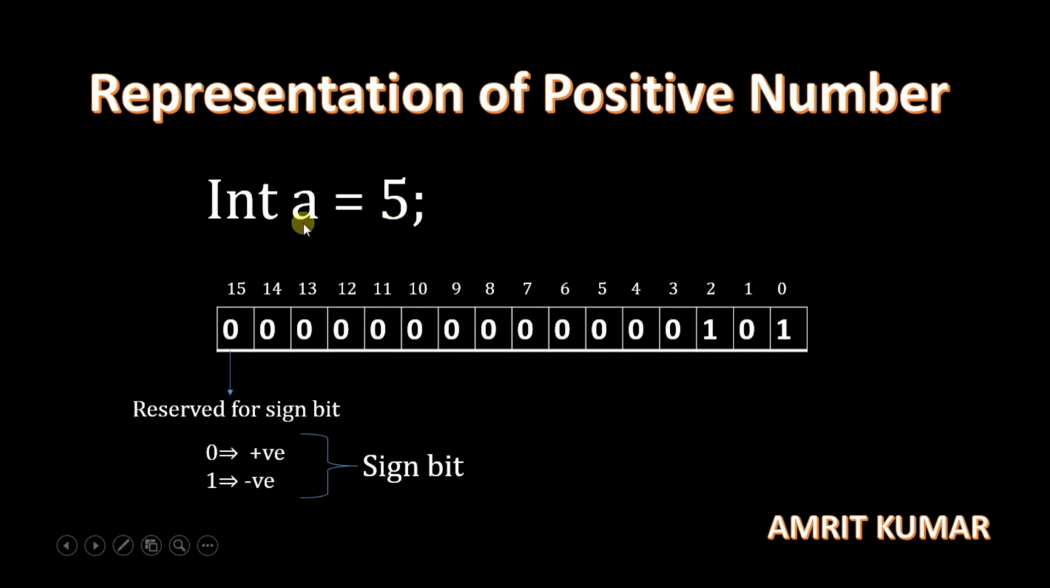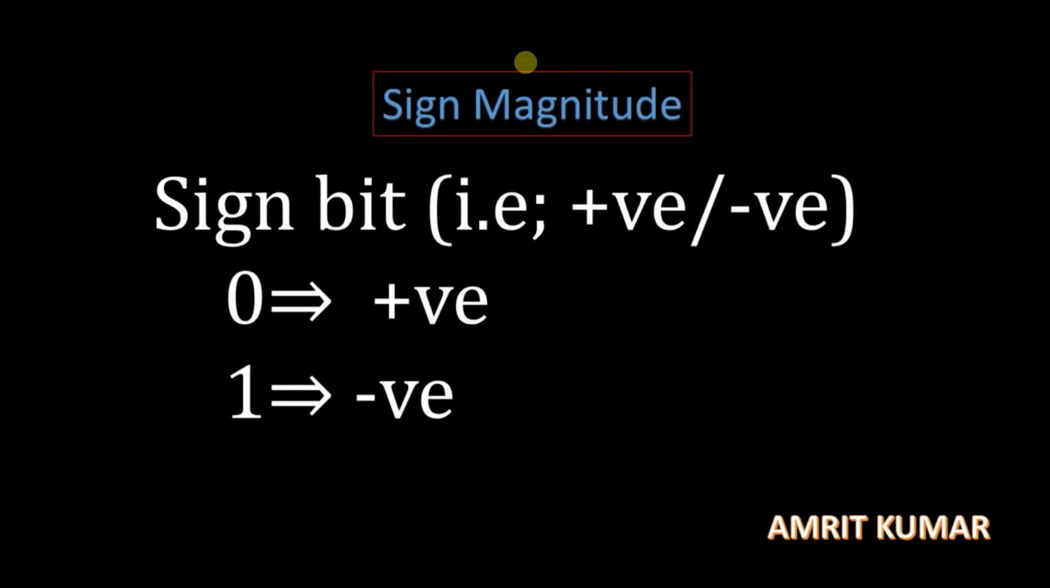So actually, how can we represent this value as a positive number? Because it is a positive number, we have to represent it in binary form. So how will we convert this? This variable a is storing a positive value, that is 5 here. So how will we represent it? We will use the concept of sign magnitude.